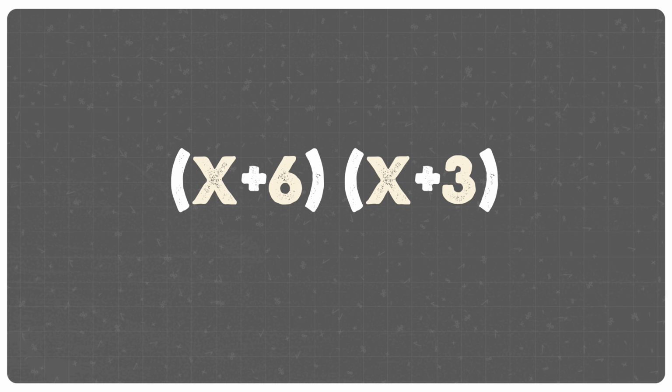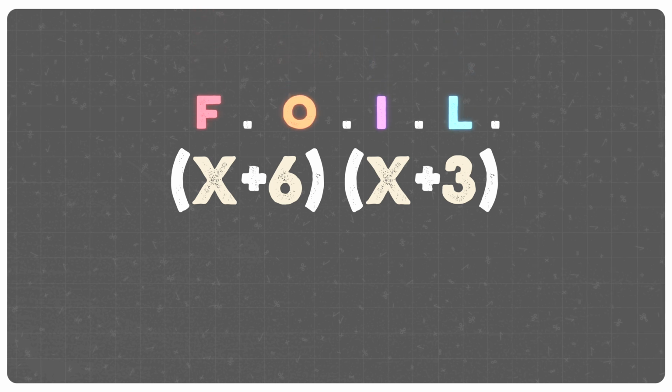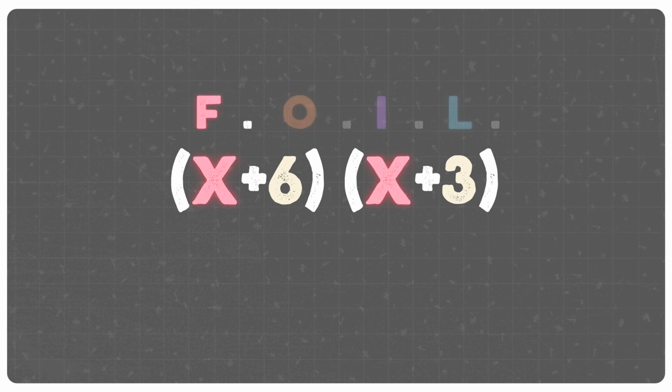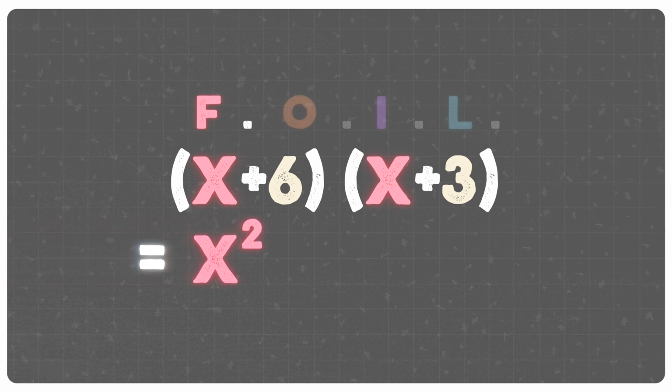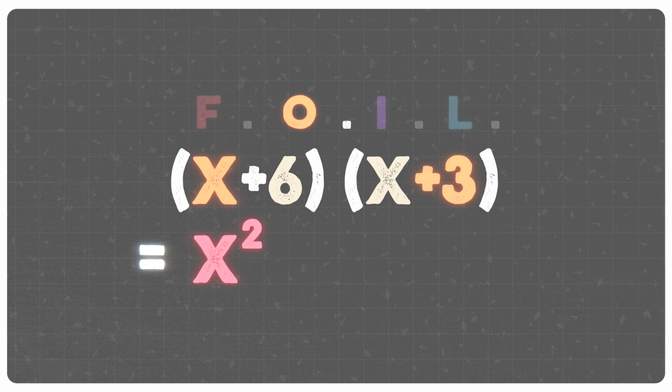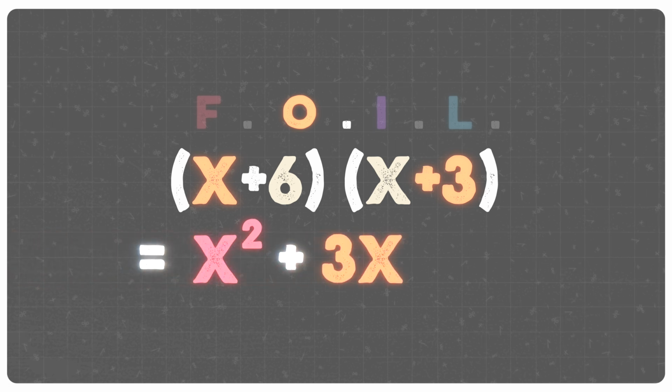So here we need to expand the brackets x plus 6, x plus 3. Let's see how the acronym FOIL can help us do that. So F stands for first, which tells us to multiply the first term in each bracket. X times x gives us x squared. O stands for outside, telling us to multiply the outside terms. That's x times plus 3, which gives us plus 3x.